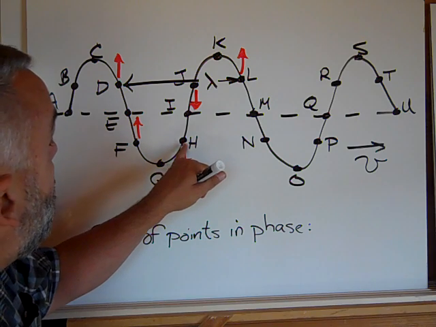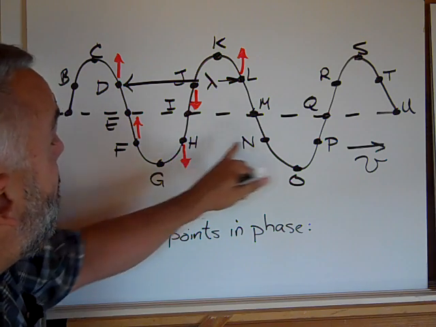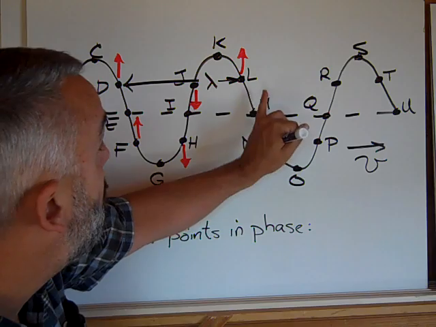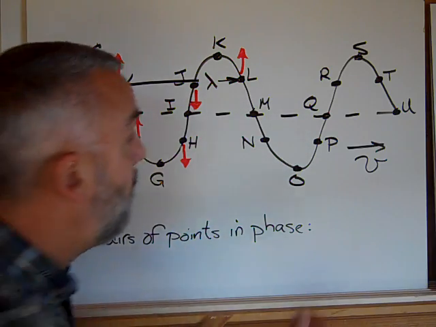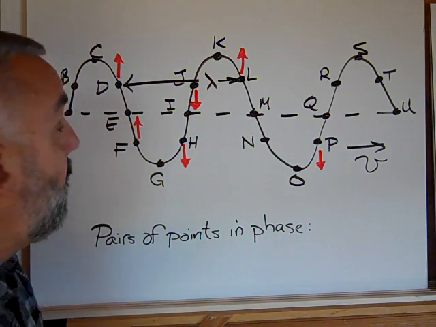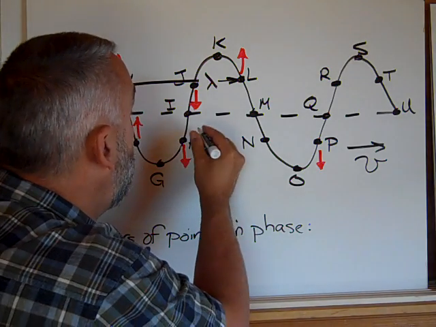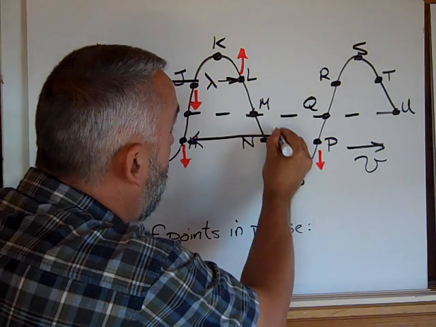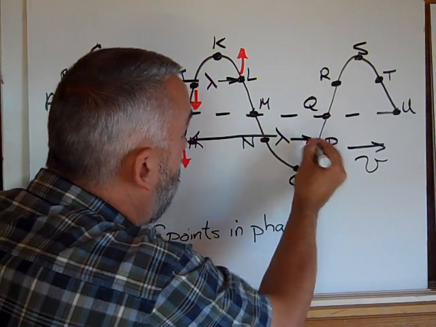So point H is on the downward tack here. Point N has the same amplitude, but it's moving upward. Point P is moving downward. It is the next point, the consecutive point that's in phase. So these 2 points, H and P, are a wavelength apart.